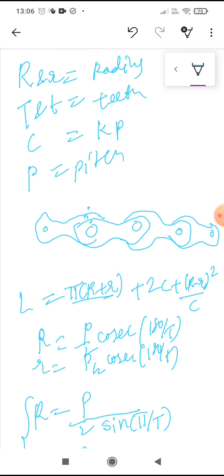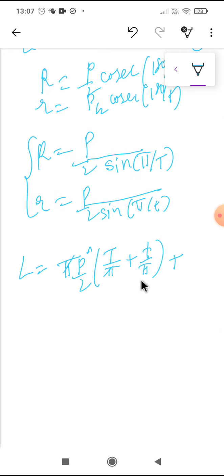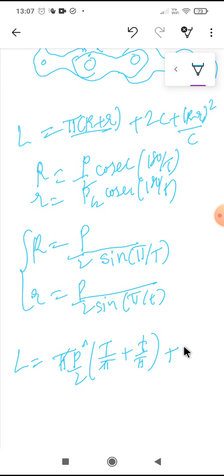But what is C? C is the center distance between the two sprockets. So this is one sprocket and this is the second sprocket. The distance between these two, which you can calculate from the middle or from anywhere, is K into P. P is nothing but the pitch of the chain. So here, instead of 2C I can write 2kp, and plus here (R minus r) by 2 whole square.